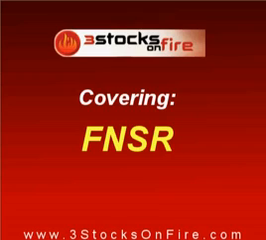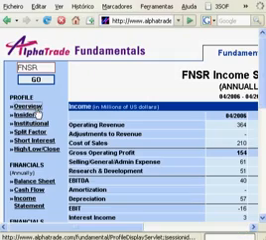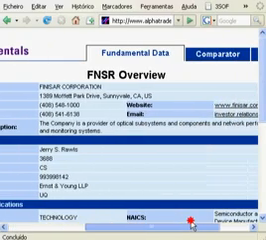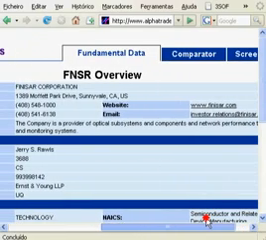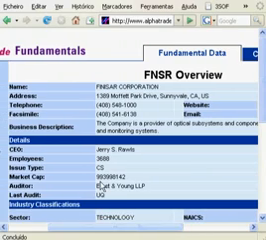Let's start by reading the profile. The company is a provider of optical subsystems and components and network performance test and monitoring systems. The current market cap is 994 million.